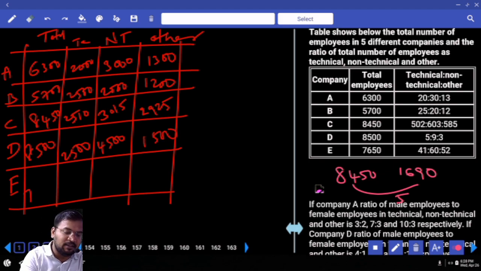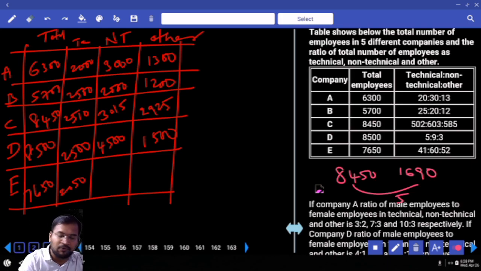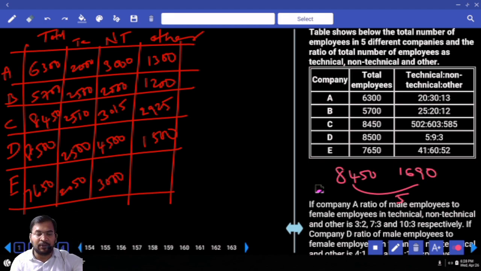Last one, 7650. How many parts? 153, 5 times, na? 41 5 times is 2050, 65 times is 3000, 52 5 times is 2600. Once you fill this data, questions are very easy for you.